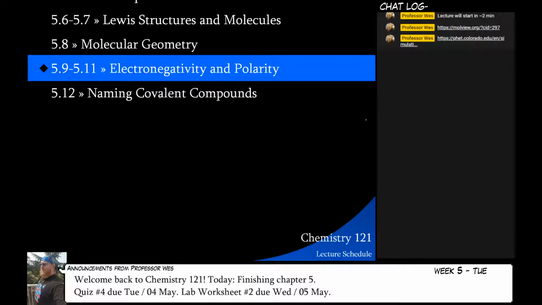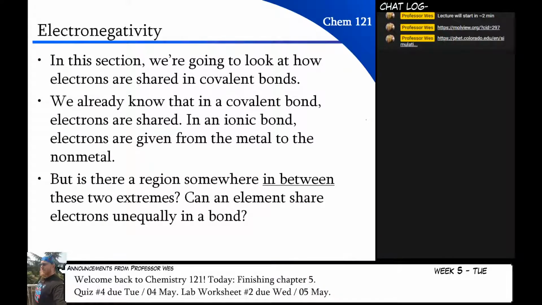Okay. Before we do that, though, we have to understand a concept called electronegativity. And electronegativity is pretty simple. It's just a number that we're going to assign to every atom based on the following property. In an ionic compound, we transfer electrons from one atom to another. Generally speaking, we transfer them from the metal to the non-metal. And in a covalent compound, we share electrons. The electrons are right between both atoms.